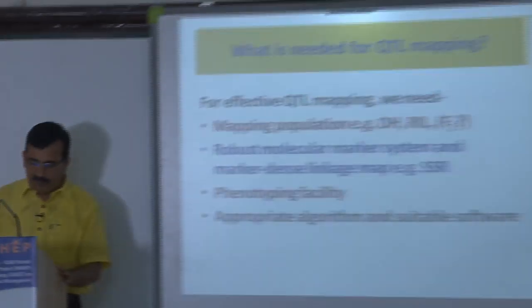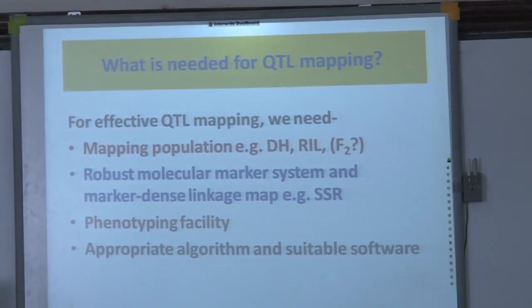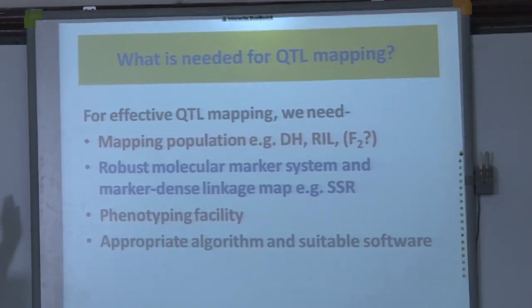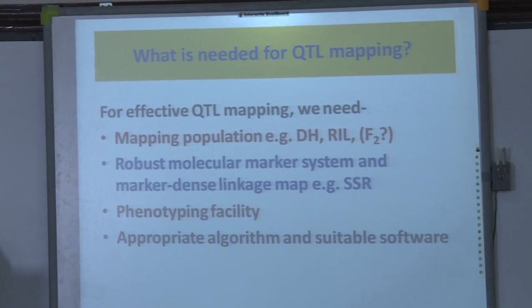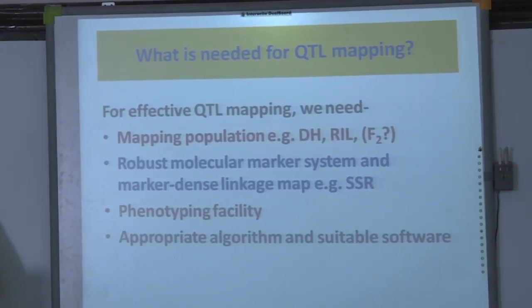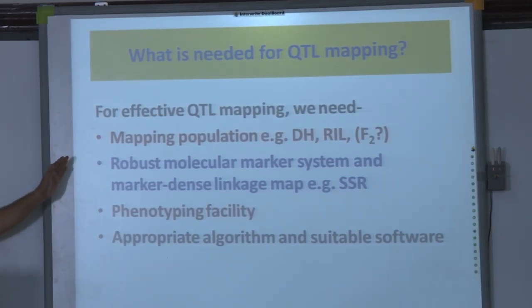What is needed here? You first need to have one mapping population. I am not sure whether mapping population was covered this morning. If not, there will be another lecture exclusively on mapping population. But anyway, let me mention, and most of you perhaps know about that. So you need a mapping population.